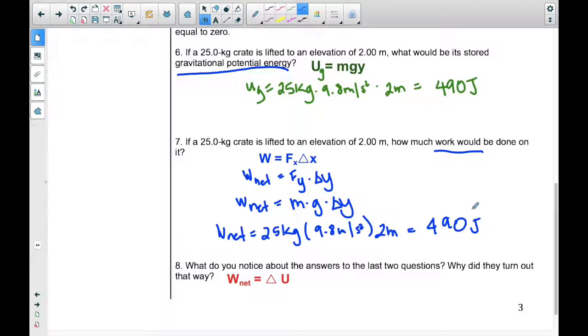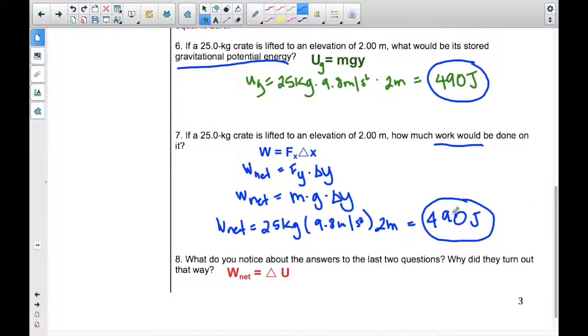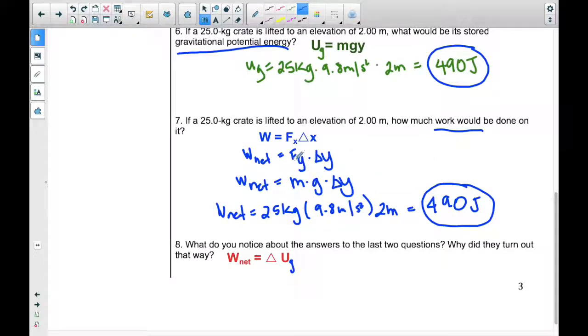In other words, by lifting it, you did 490 joules of work, and that added energy to the system. So your change in energy added to its gravitational potential energy. Typically, it would have just rearranged it somehow, but in this case, you've done work, and so that means you added energy in. So the net work is the same as change in potential energy. And I'm going to put a G there, but really it could be change in any energy. In this case, we're talking about potential energy.